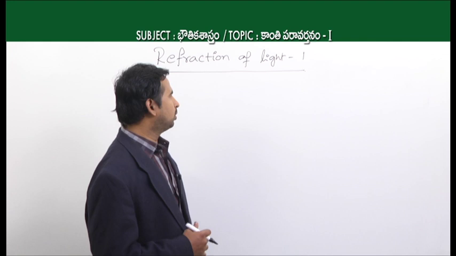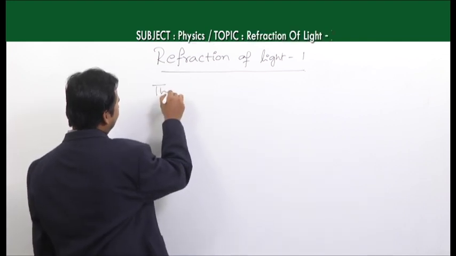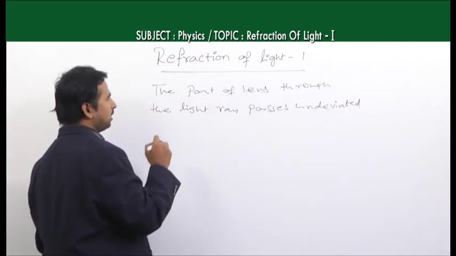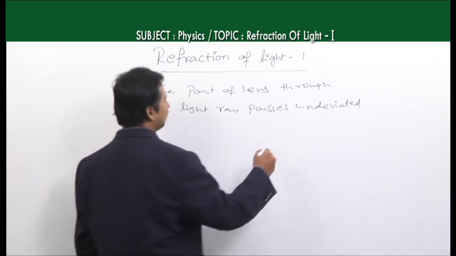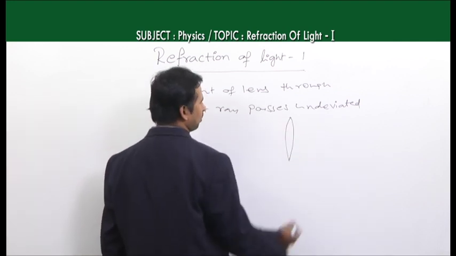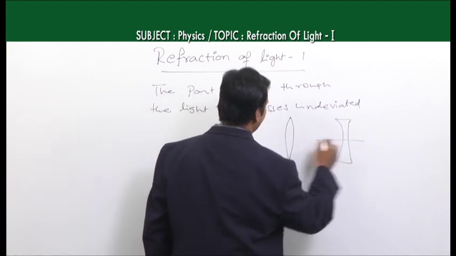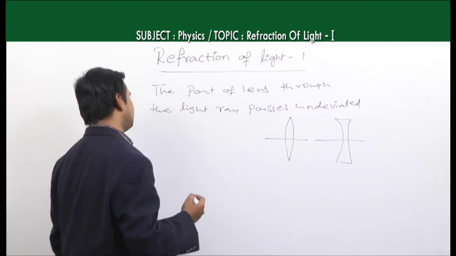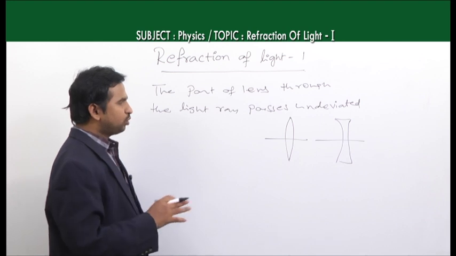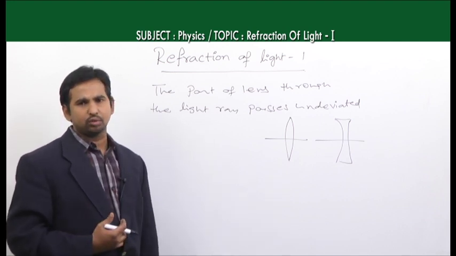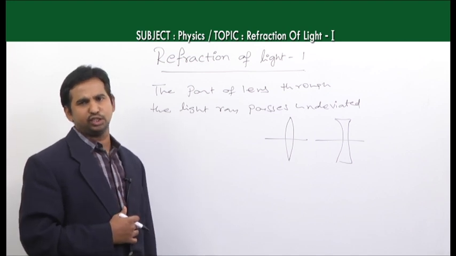Okay. For example, if you take a question, the part of the lens, let us suppose you are taking a concave lens or a convex lens. For example, this is a convex lens and here you can take a concave lens. Through these two lenses, the part of the lens through which the light ray passes undeviated, which means there is no refraction effect, no converging, no diverging, the light ray passes without any change in its direction.